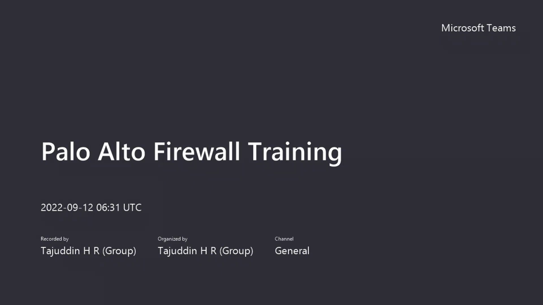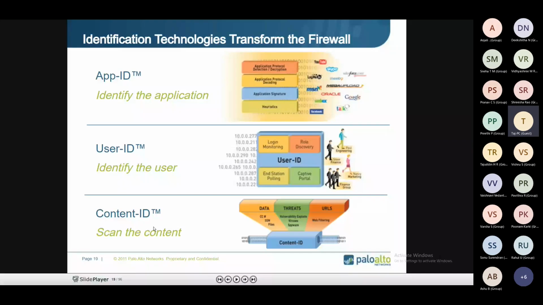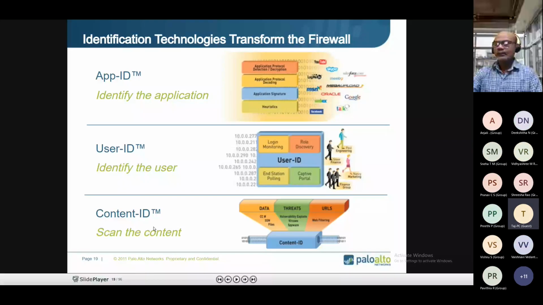The main job of your Palo Alto Firewall. Okay, this is the main thing which has become very famous. That is your Application ID, User ID, and your Content ID.